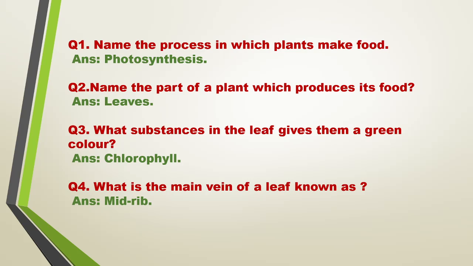Next, question number 3. What substance in the leaf gives a green color? That is what I was discussing just now. It is the chlorophyll which is present in the green leaves, and this helps in the process of photosynthesis. What is the main vein of the leaf? The leaf has many veins and venules. The main vein which runs through the middle of the leaf, a little bit conspicuous, a thick vein, is known as the midrib.